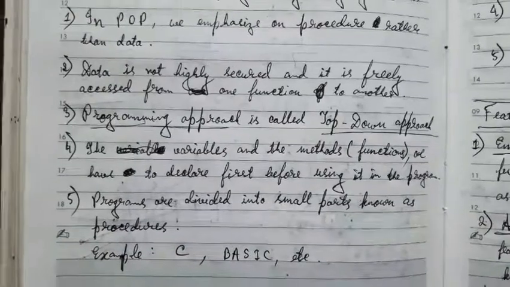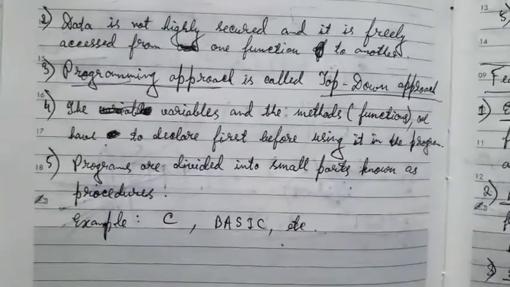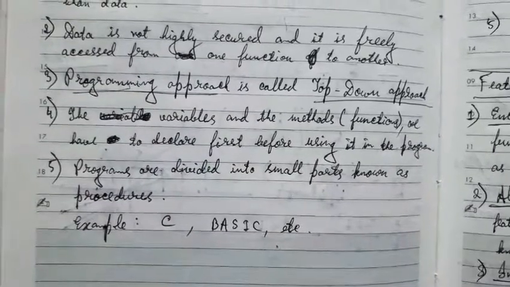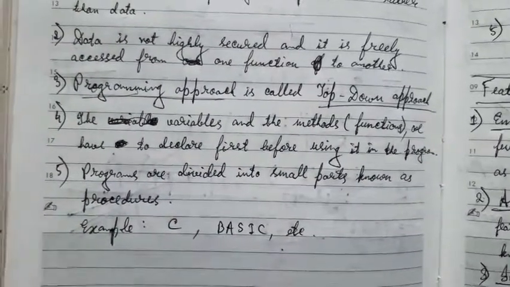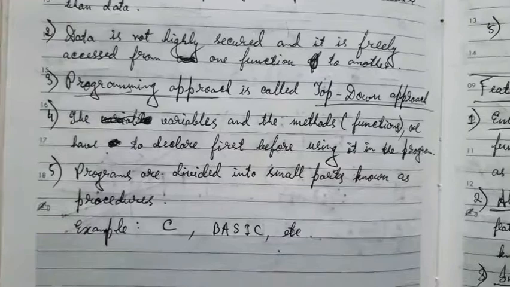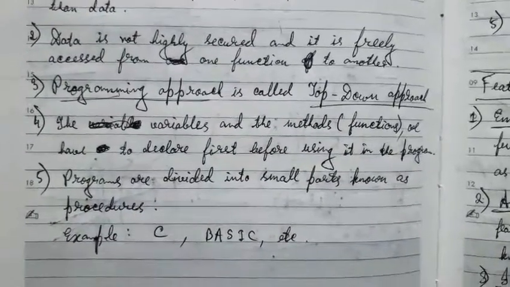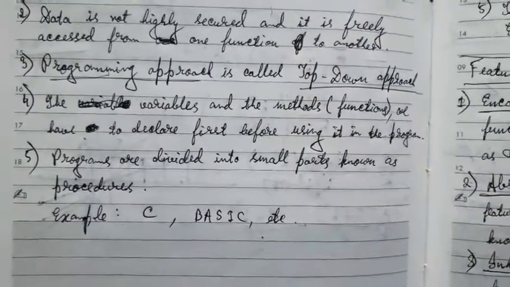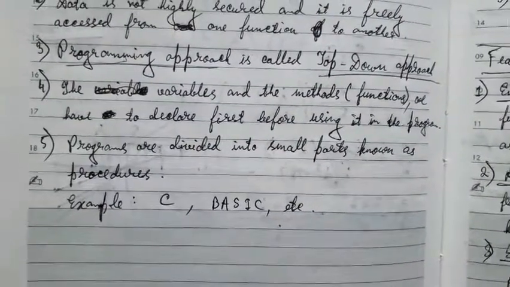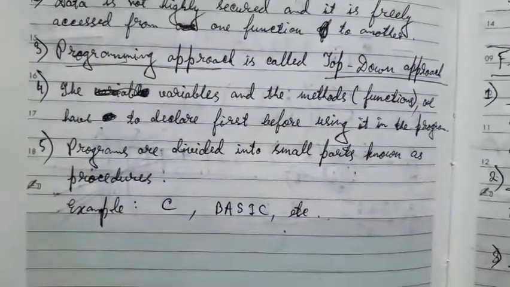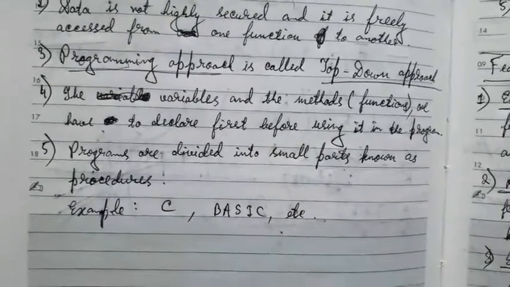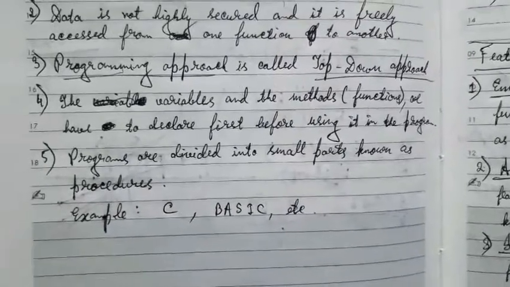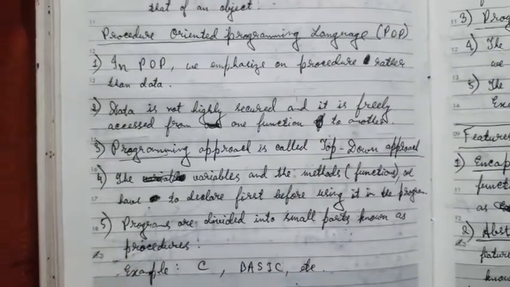The fifth part is, programs are divided into small parts known as procedures. Alright, this is also a theory. Programs are divided into small parts known as procedures. I think I don't need to tell you this, you can understand this. The examples are C and basic. Okay, just remember these two, the C programming language and basic programming language. These two are examples of procedure oriented programming language.